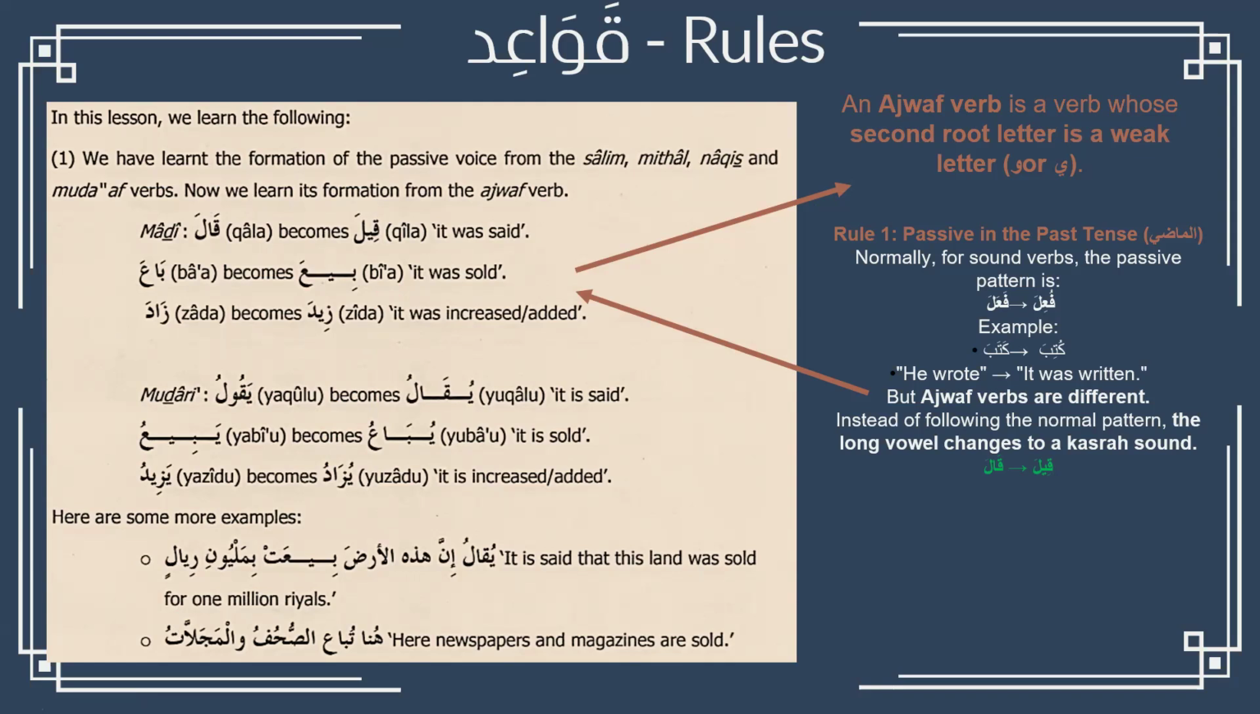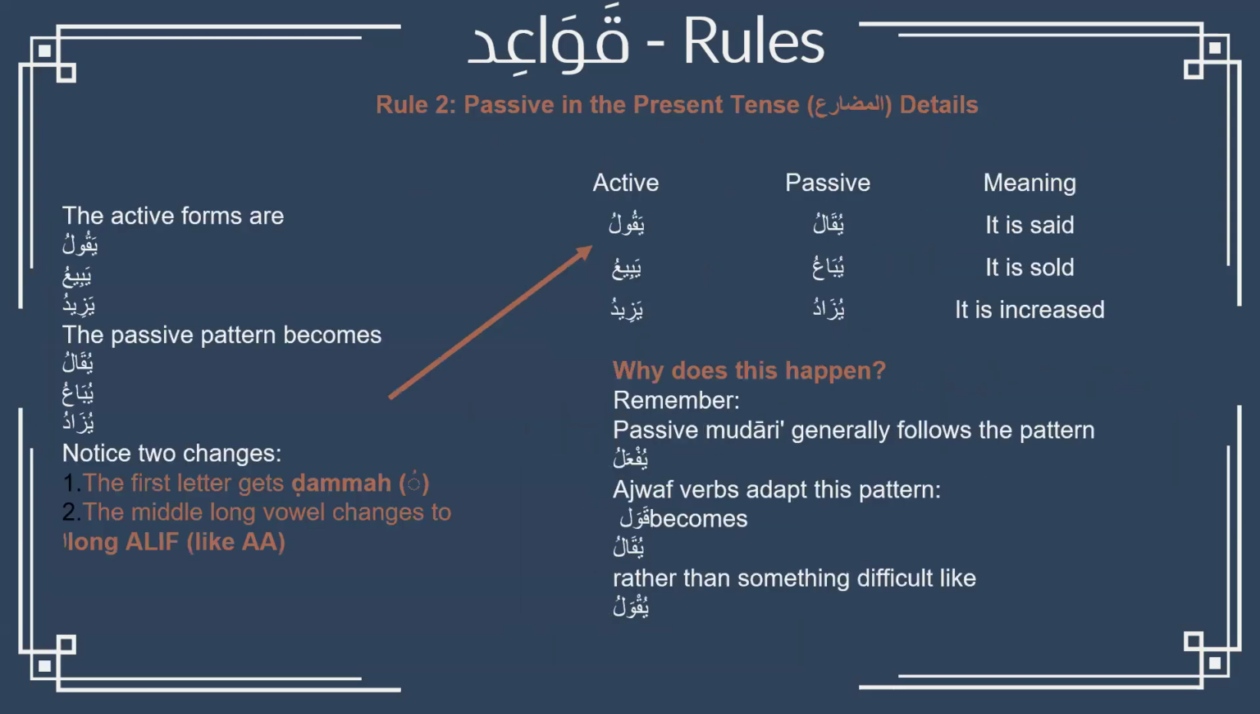Now, the same rule, but for the Mudari, which is the present tense. So look at the example. Yaqulu becomes yuqalu. You will actually add a long alif, right? Yuqalu. Yabi'u becomes yuba'u. It was sold. Yazidu will become yuzadu. You'll simply add a long alif. And I'm going to explain this in this slide over here. So the passive in the present tense, look at the example: yaqulu becomes yuqalu, yabi'u becomes yuba'u, yazidu becomes yuzadu.